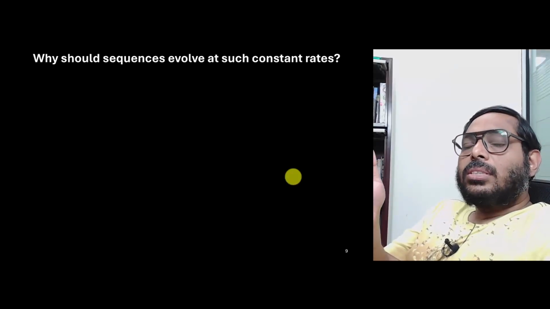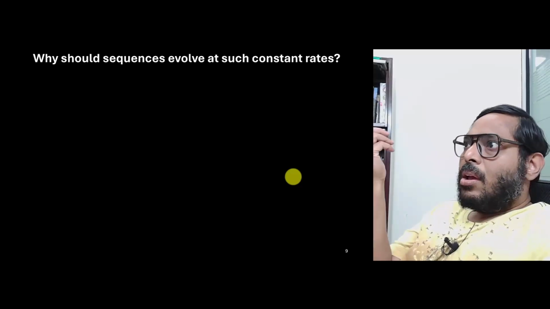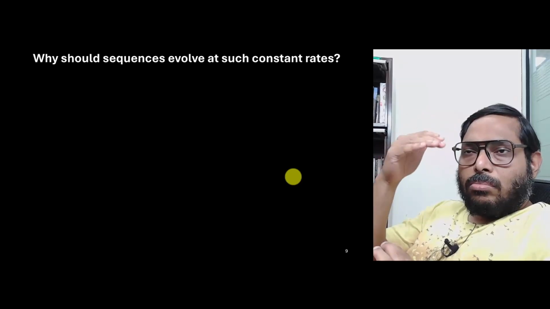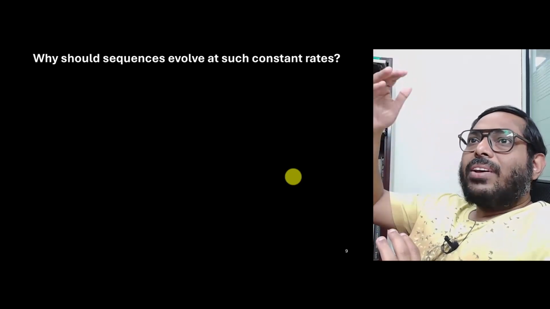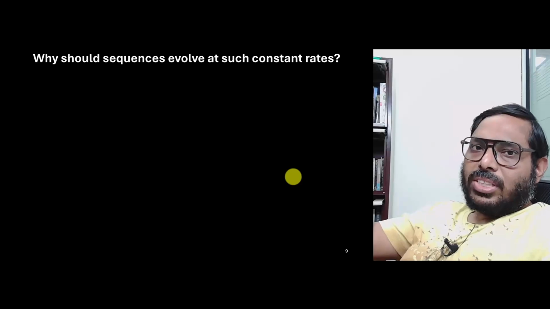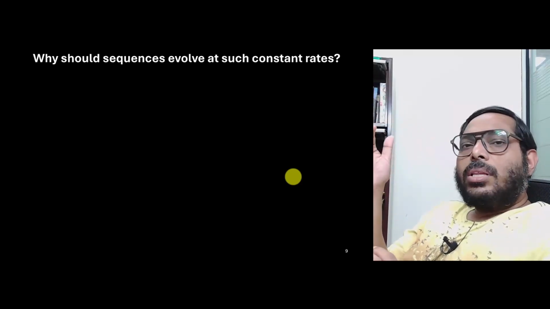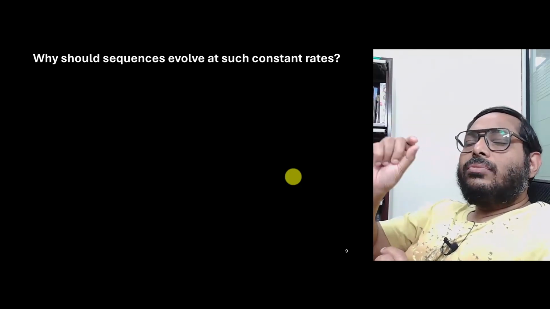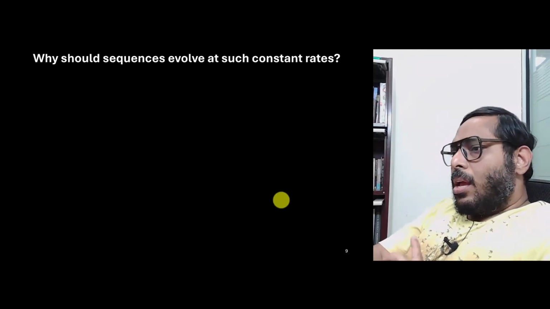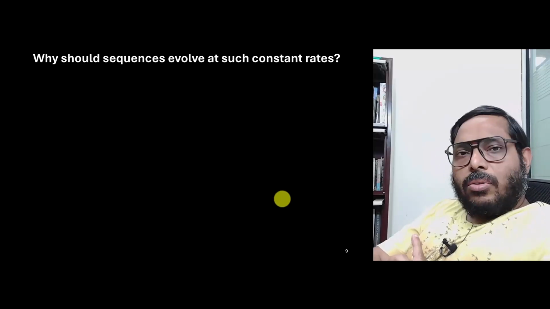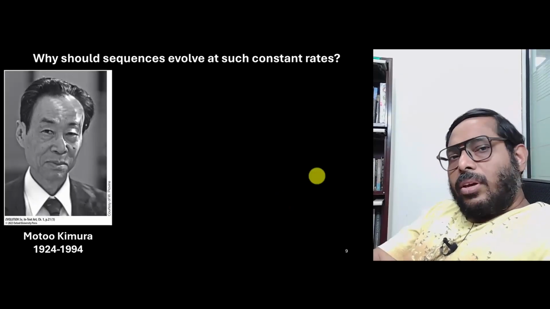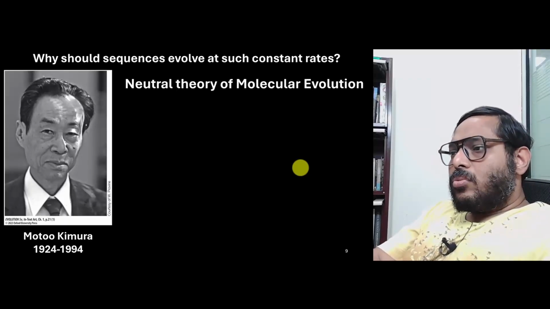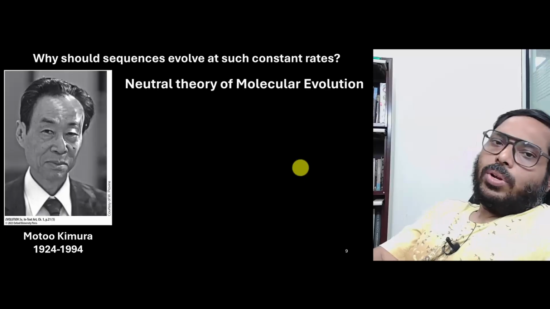Why should sequences evolve at such constant rates? I mean, we know that mutations themselves do not always occur at the same rate; we saw that they end up having very different rates, transition rates are different from transversion rates and so on and so forth. But if all that be the case, then why should it look, at the level of the genome, as if they are evolving at a constant rate? So, the answer to this question came from the work of the famous Japanese molecular evolutionary biologist Motoo Kimura, and he proposed what is known as the neutral theory of molecular evolution.